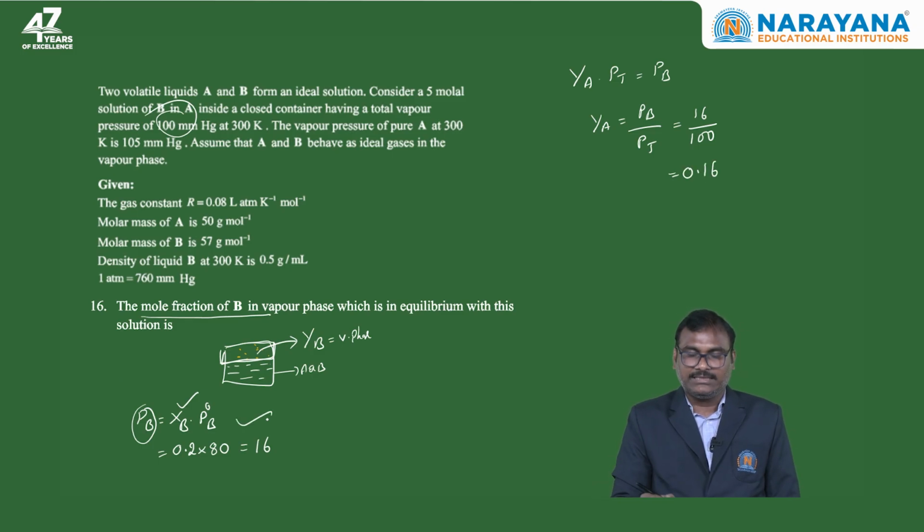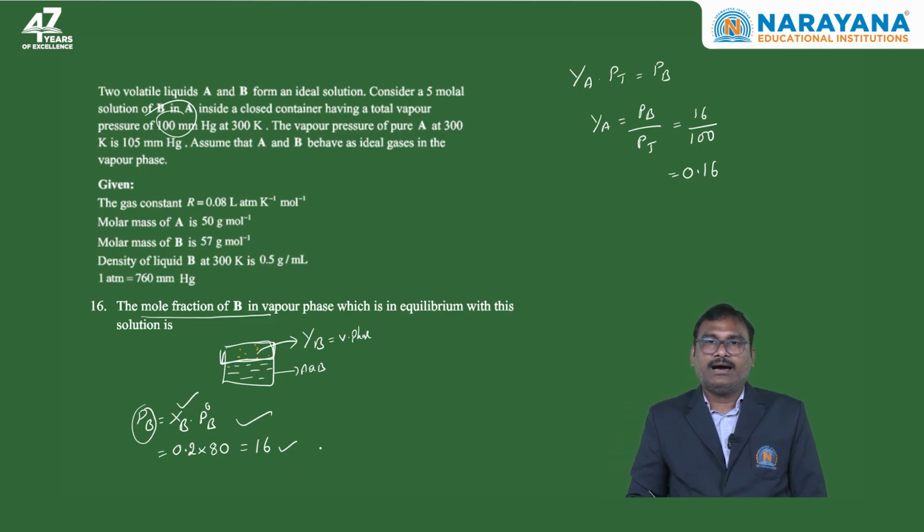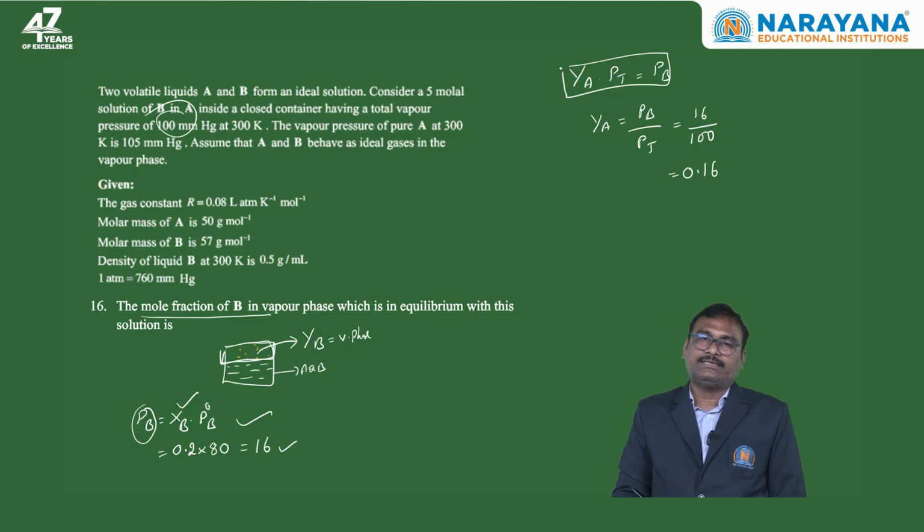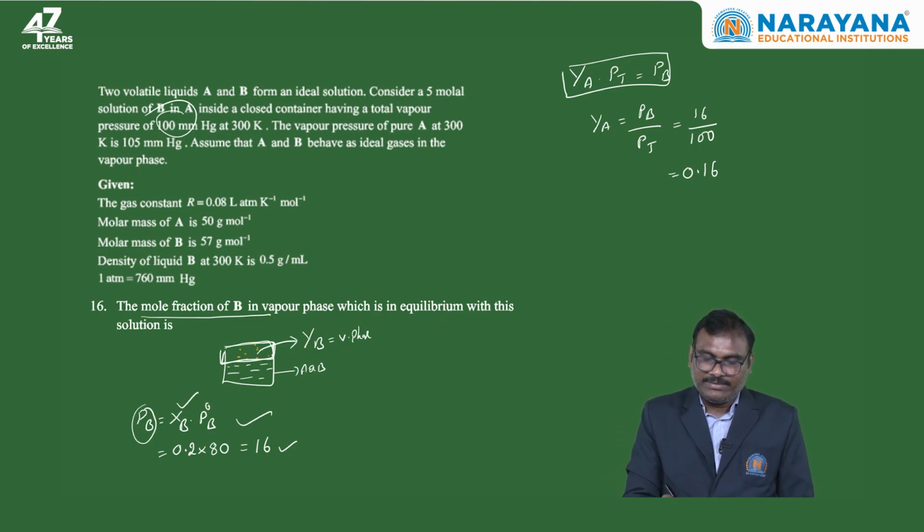Here we applied Raoult's law first, and I got the partial vapor pressure of B. After that, by using Dalton's law in the gaseous mixture, here the gaseous mixture of A and B vapors.